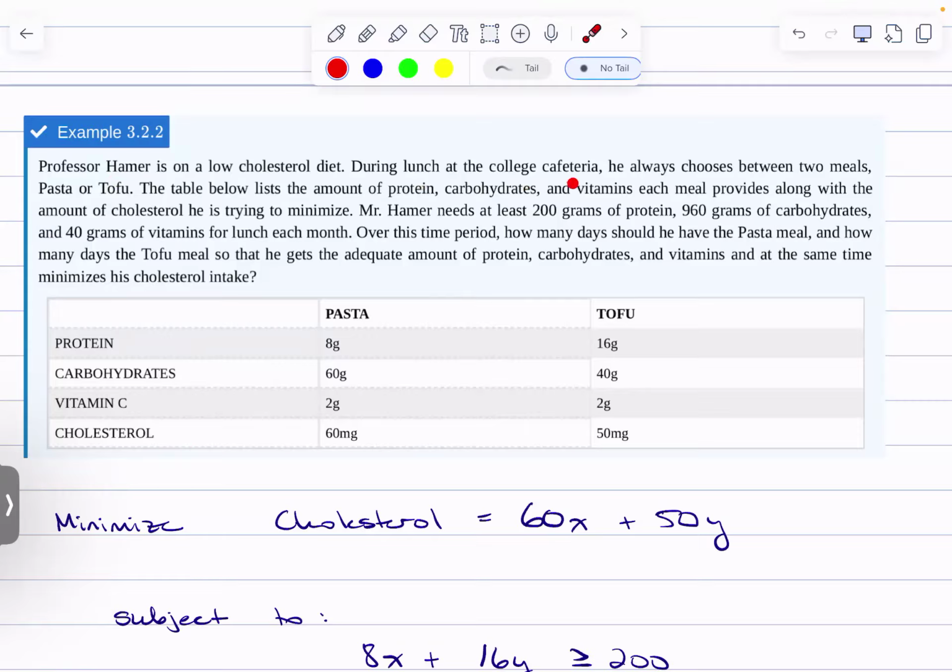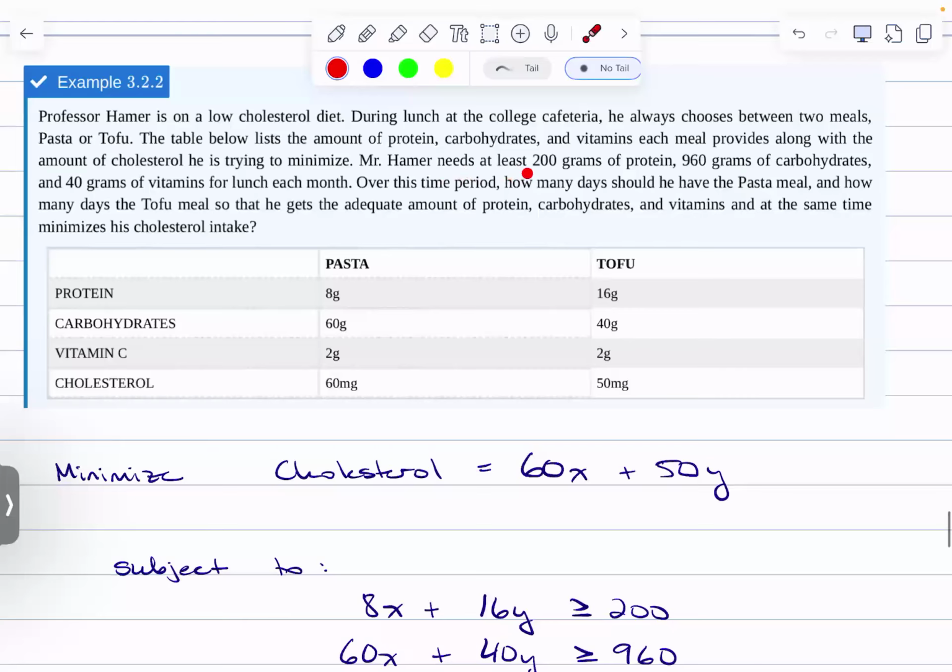During lunch at the college cafeteria, he always chooses between two meals, pasta or tofu. The table below lists the amount of protein, carbohydrates, and vitamins each meal provides, along with the amount of cholesterol he is trying to minimize. Now, these days, you're probably trying to maximize your protein or something like that. But here, we're trying to minimize the cholesterol.